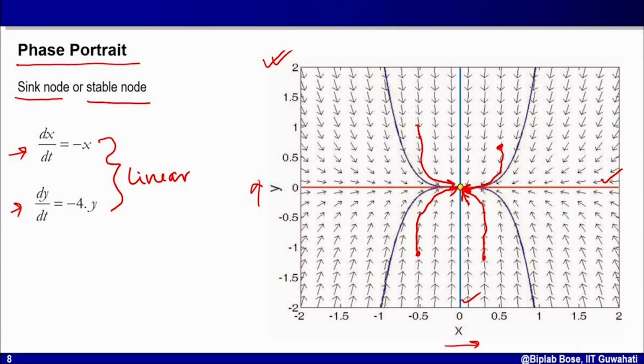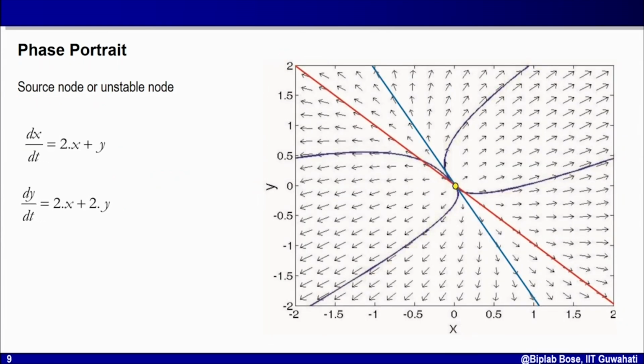I can have the opposite one also, that will be unstable. So look at this phase portrait here. This phase portrait is coming from the ODEs dx/dt equal to 2x plus y and dy/dt equal to 2x plus 2y. Just for an example, I have taken these ODEs. For this system of ODEs, if you draw the phase portrait, you get this type of figure. Again, the null lines are shown by these two colored lines, and their point of intersection is the steady state shown by the yellow dot.